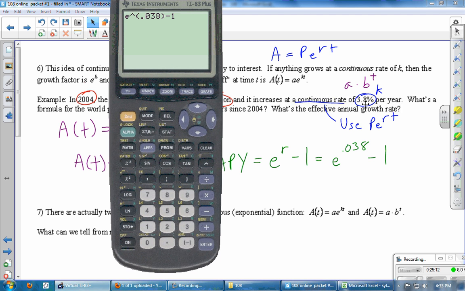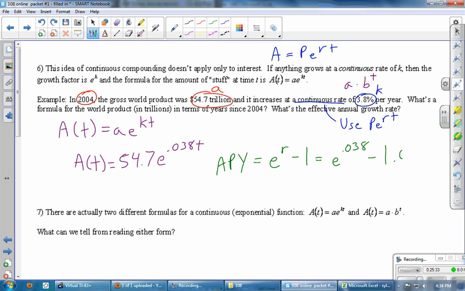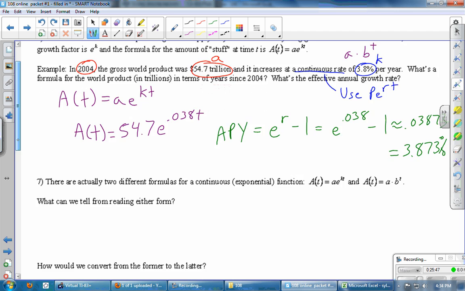3.8% is the nominal rate. It's the named rate. But if this is growing continuously, then it's going to grow effectively faster than 3.8. So we're expecting a number bigger than 3.8%. So 3.87 seems reasonable to me. So that right there is the effective annual growth rate, APY, effective annual growth rate.